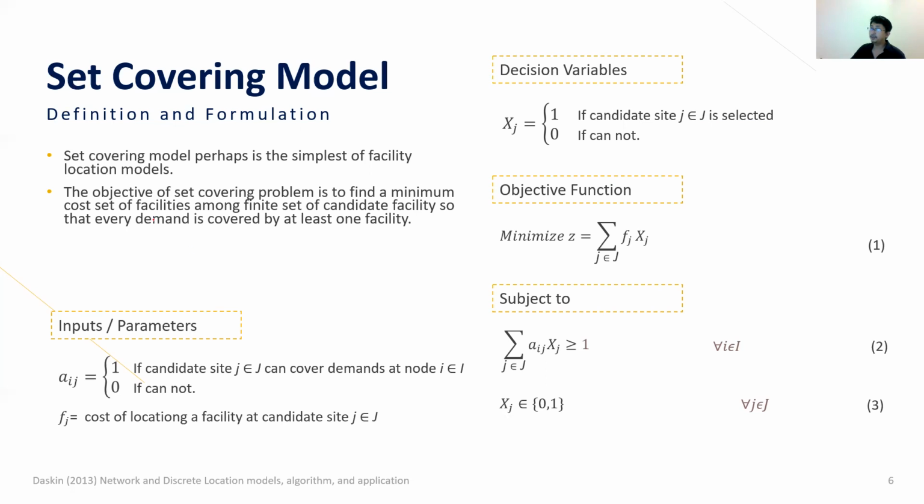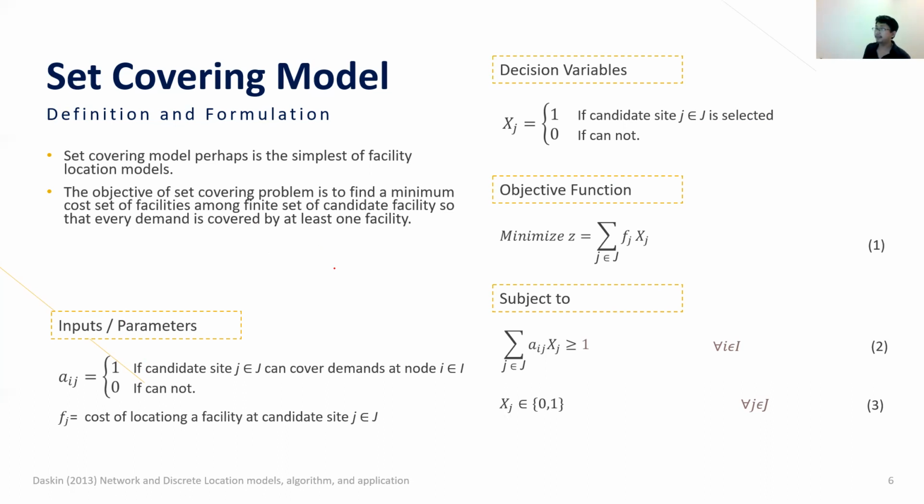First of all, we need to understand that the objective of the set covering problem is to find the minimum cost of allocating facilities that make sure all the demand is covered by at least one facility.